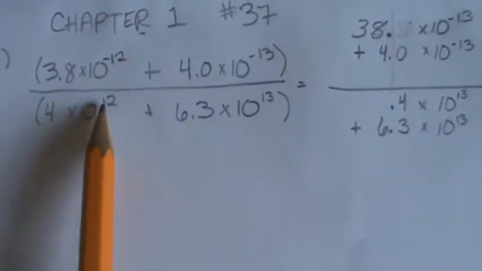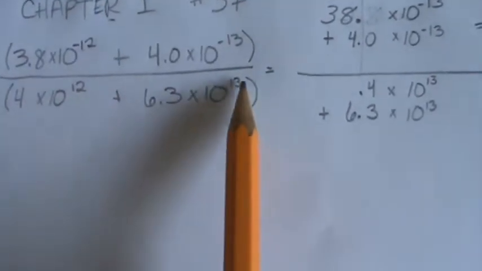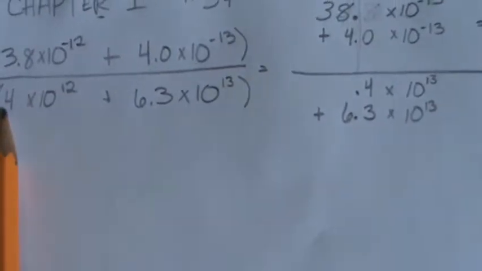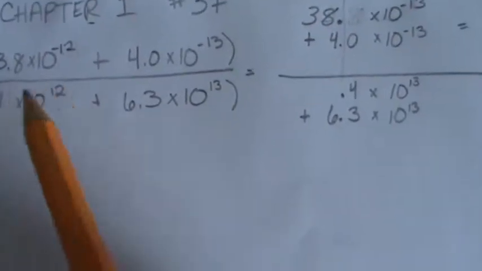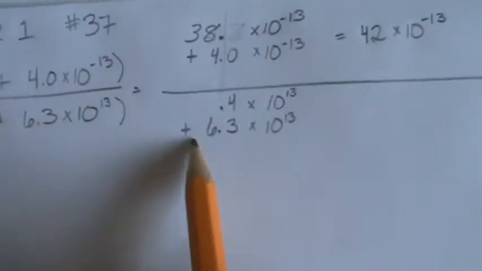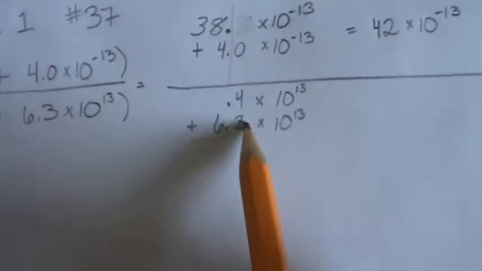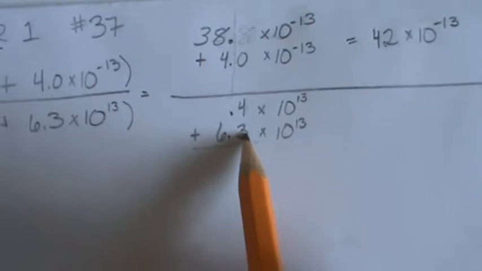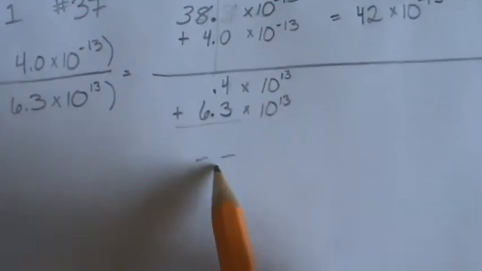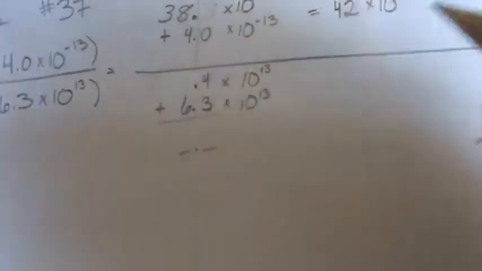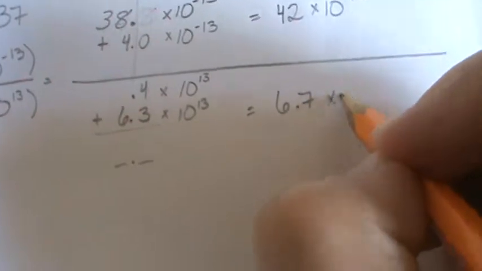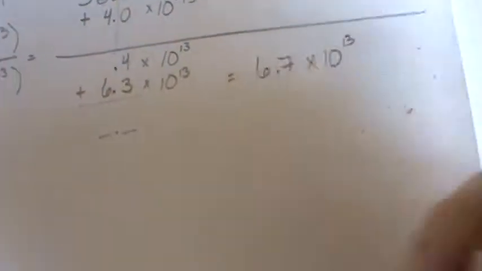Okay, so this bottom one's a little bit different. It's 4 times 10 to the 12th plus 6.3 times 10 to the 13th. So these are positives, not negatives, so we actually go in the other direction with this first one. 4 times 10 to the 12th becomes 0.4 times 10 to the 13th. Okay, so we add these up, and this is easy, see, because they both have one decimal point here. So we can have one decimal point in our answer. And so this becomes 6.7 times 10 to the positive 13th.